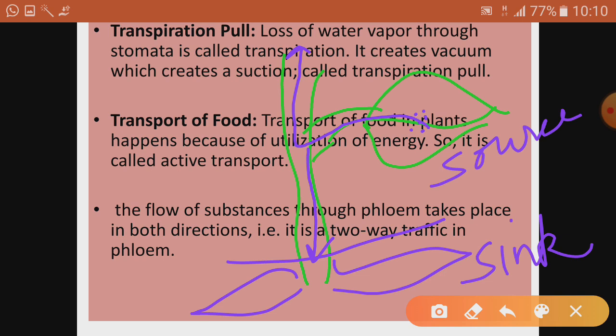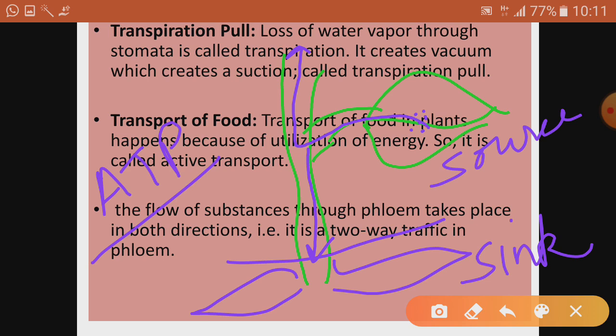The movement of food in phloem is bidirectional. So we say the food is translocated from source where it is prepared to the sink where it is stored. Then the second thing is, transport of food requires the utilization of energy, that is ATP. Unlike in case of xylem, ATP was not used. That process, ascent of sap, is considered to be a passive process. Means ATP is not required, transpiration creates a pull and the water moves in upward direction automatically.